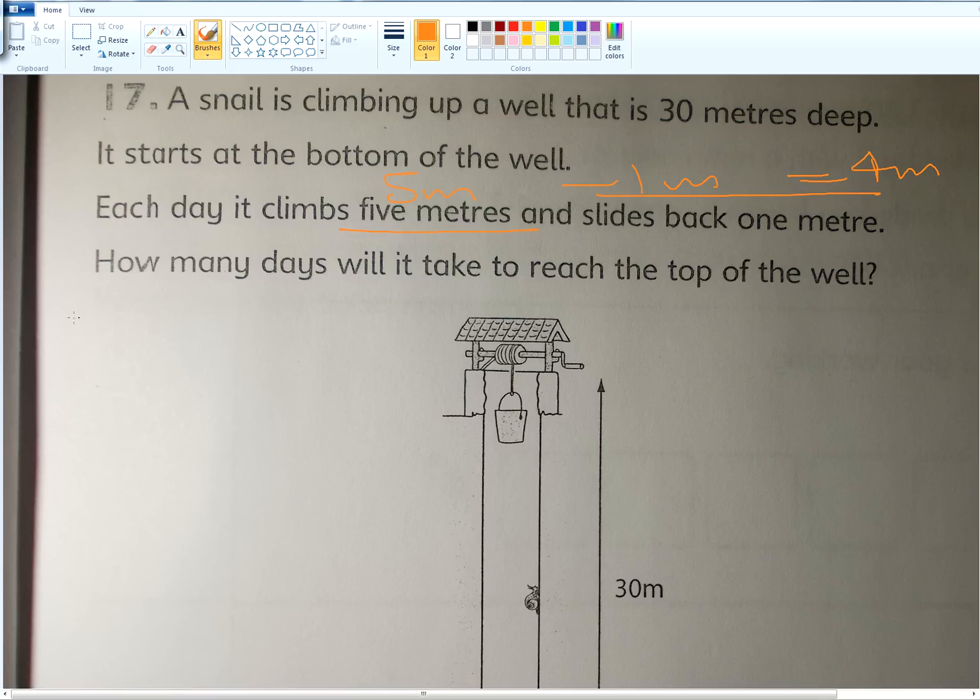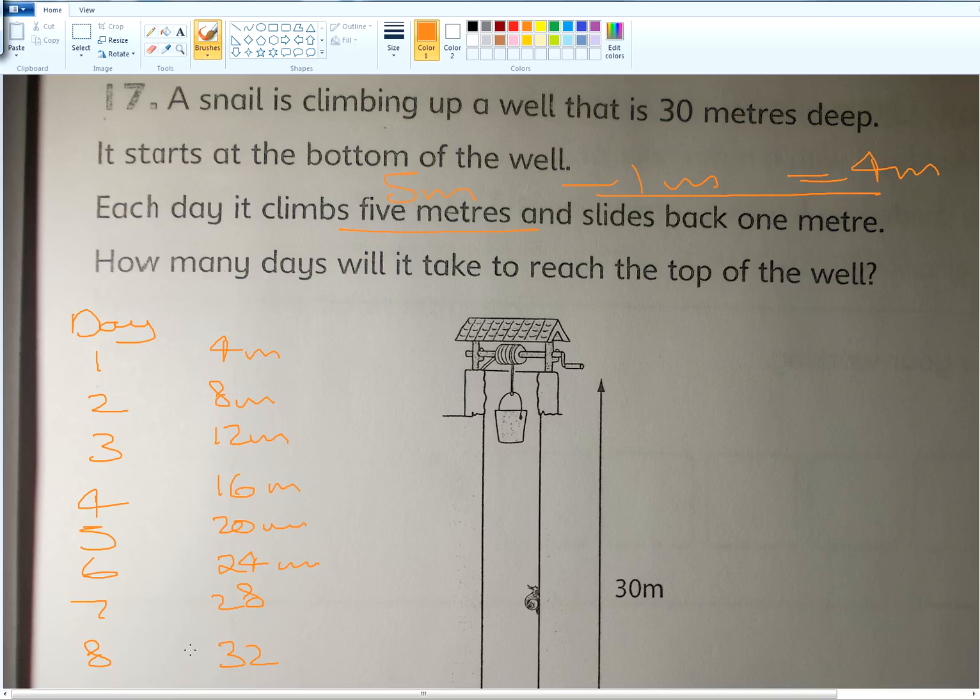So on day 1, how many meters will it climb altogether? 4. And the second day, it climbs up to 8. And the third day? 12. And the fourth day? 16. And the fifth day? 20 meters. And the sixth day? 24 meters. And the seventh day? 28. So how many more meters are left to do? Another 2. So you have to do the eighth day in order for it to give you 32.